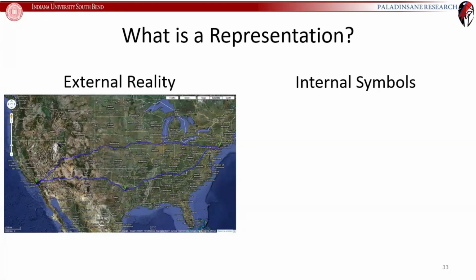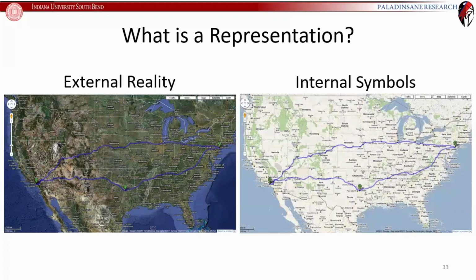So if I asked you, hey, picture the United States in your mind, most of you would be able to do that. And that's because somewhere in your mind, you have an internal symbol that is representing the United States of America. So this is one possible internal symbol, and we'll talk about this in chapter 10. This is known as an imagery representation, where the way that you represent external reality has a lot of the same features as the actual external reality. So that's an imagery representation. That's one way to represent the United States of America and the cities that are in it.